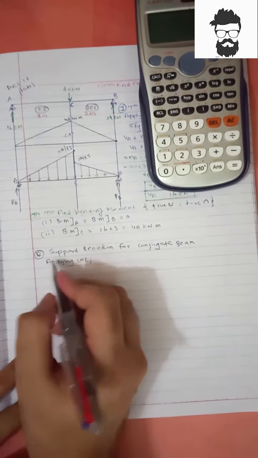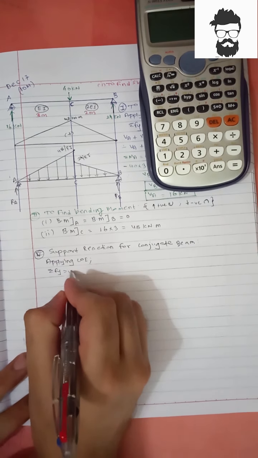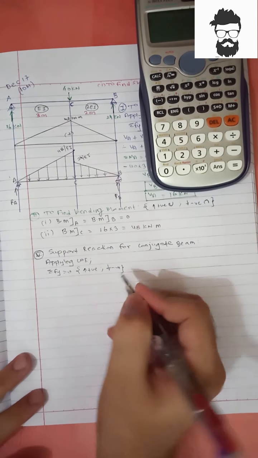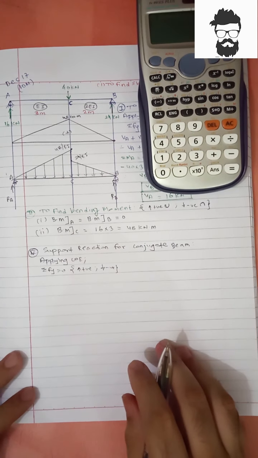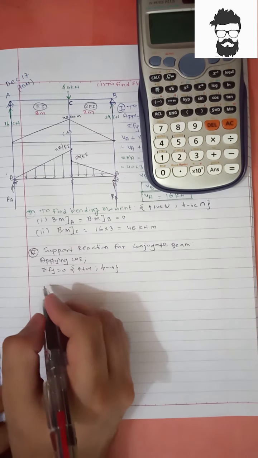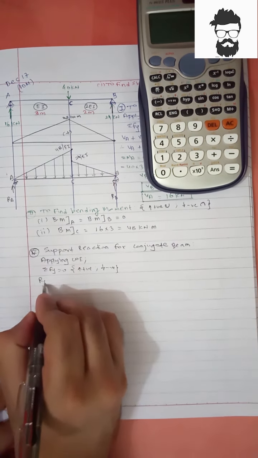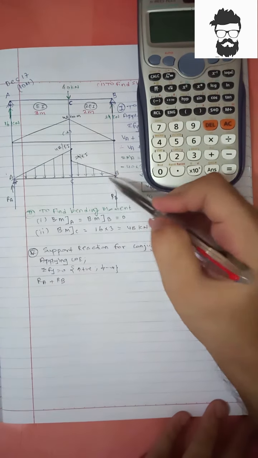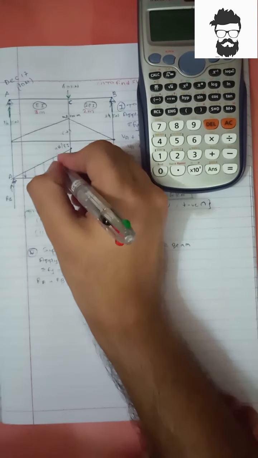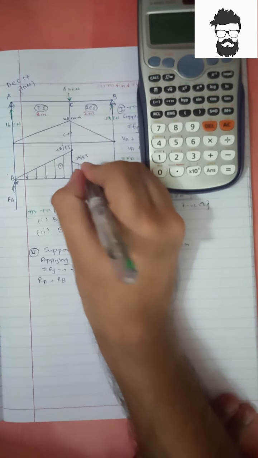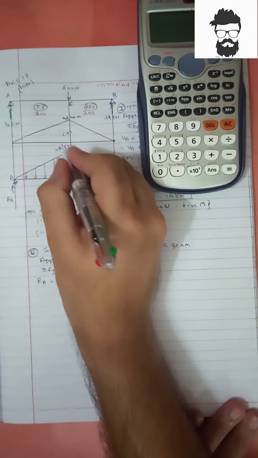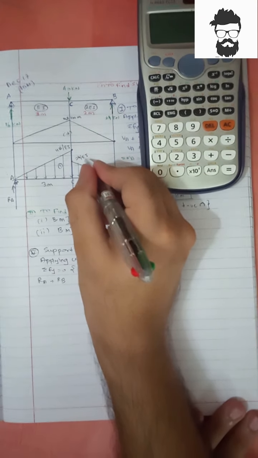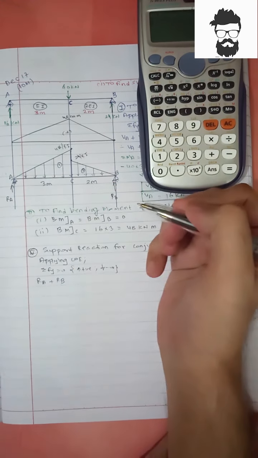There is no horizontal reaction, so summation of Fy equals to 0. Same sign convention, upward is positive, downward is negative. So RA is upward, so plus RA, RB is upward, so plus RB. Now this whole diagram can be divided into two triangles. This is triangle number 1, this is triangle number 2. The height of this triangle is 48 by EI and its base is 3 meter. The height of this triangle is 24 by EI and its base is 2 meter.